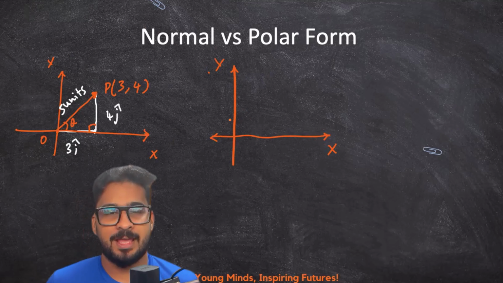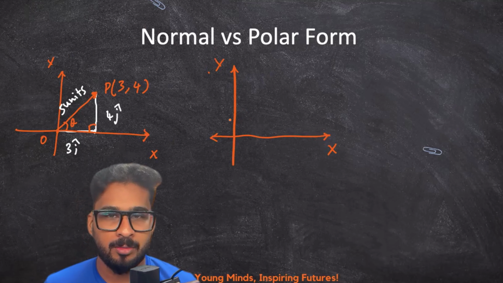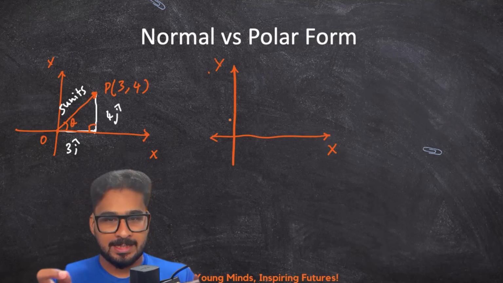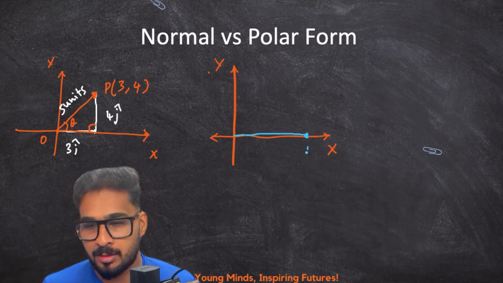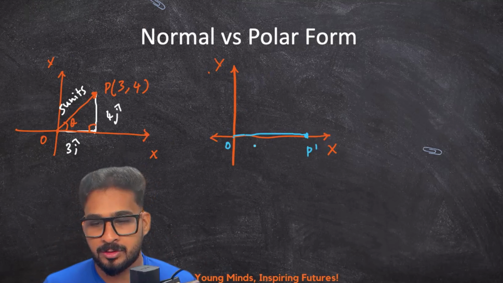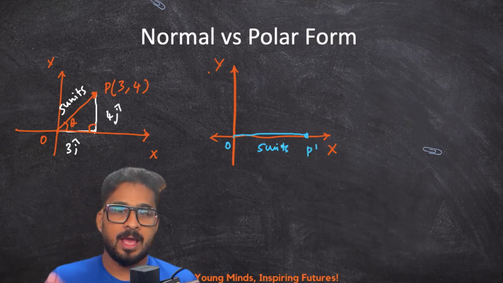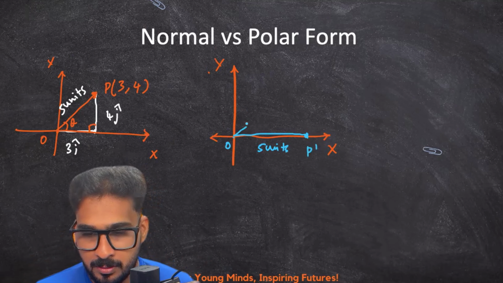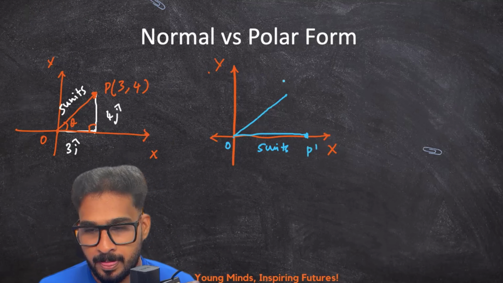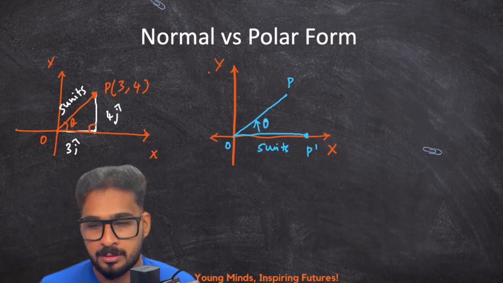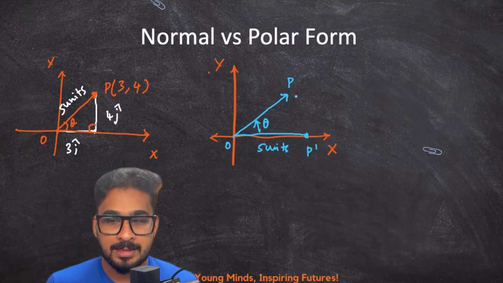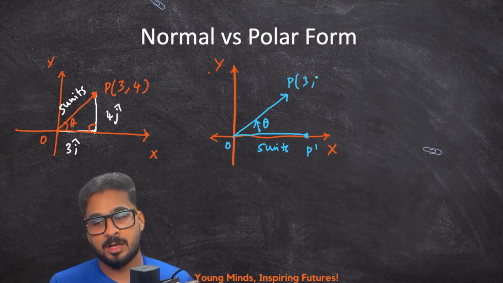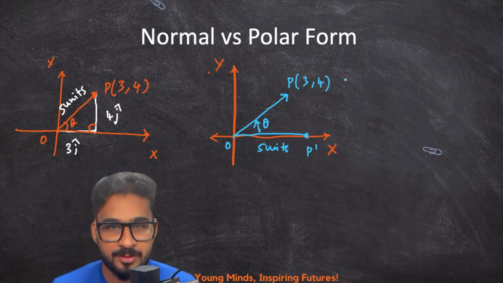Now think about the same vector. I can represent OP bar as follows: take 5 units on the x-axis like this and mark it as P dash. This is OP dash, 5 units, and rotate it by an angle theta. That means here also I am going to get the same OP vector. This form of representation is called the polar form of representation.